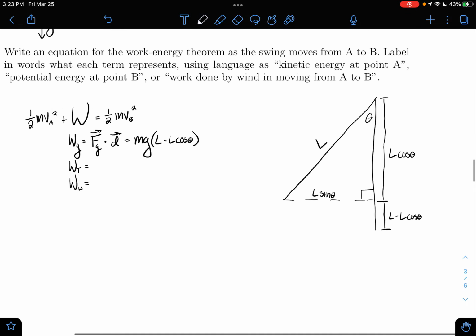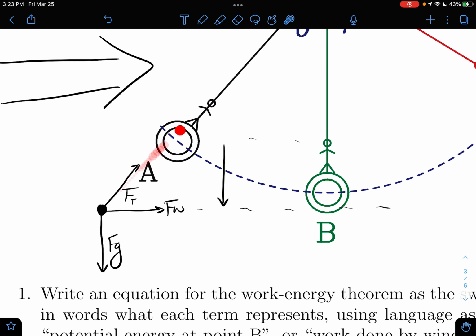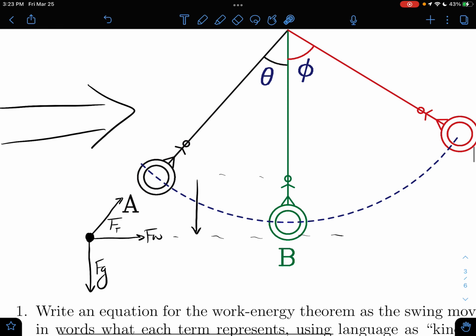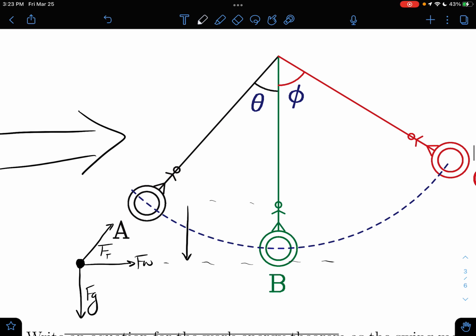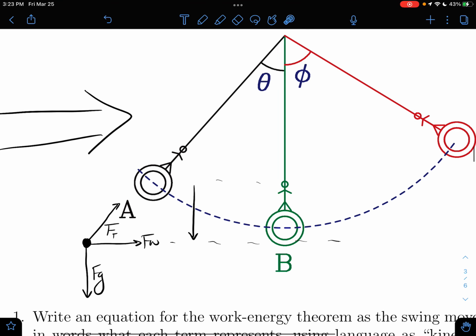So now let's look at our work done by tension. Our tension is pulling us in this direction. As we're swinging, I have to find out what our displacement is in the tension direction. Well, tension's always pulling towards the center of the circle, but we're never moving towards the center of the circle. We're only ever going tangent to the circle. So we're not moving in the radial direction.